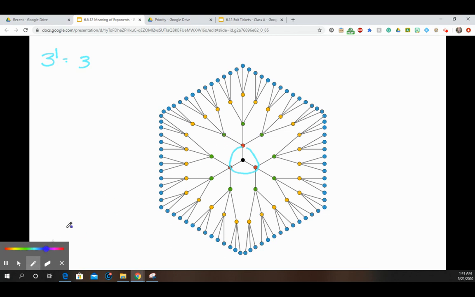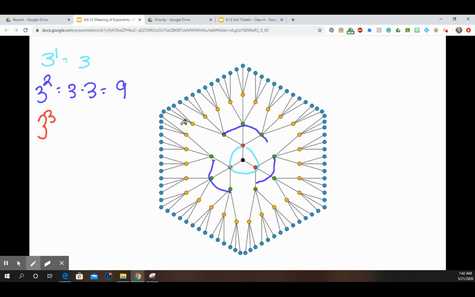Now for that next row here, I take that 3 and I multiply it by 3. And so I have 3 to the power of 2, which is equal to 3 times 3, which is equal to 9. I have 9 dots there, right? Then I multiply each of those by 3. So I have a 3 to the power of 3, which is equal to 3 times 3 times 3. And that is equal to, I'll draw around, 27.